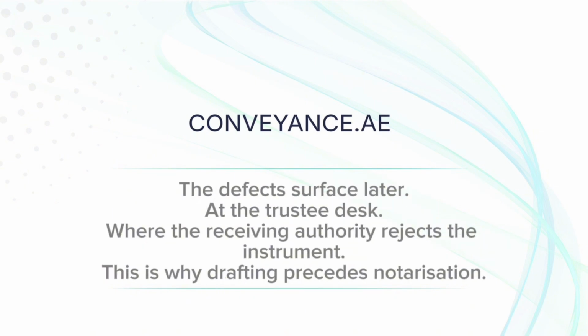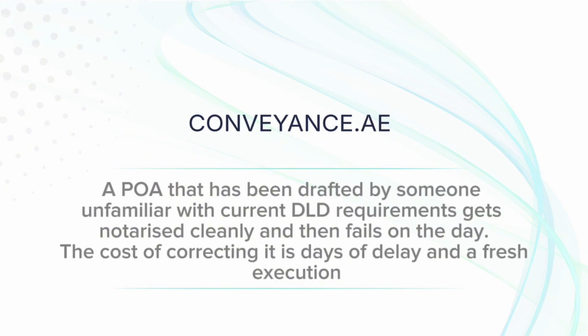The defects surface later, at the trustee desk, where the receiving authority rejects the instrument. This is why drafting precedes notarization. A POA that has been drafted by someone unfamiliar with current DLD requirements gets notarized cleanly and then fails on the day. The cost of correcting it is days of delay and a fresh execution.